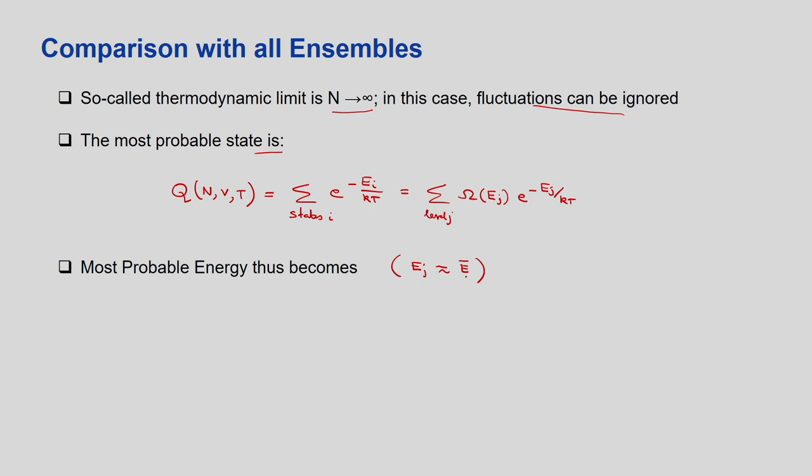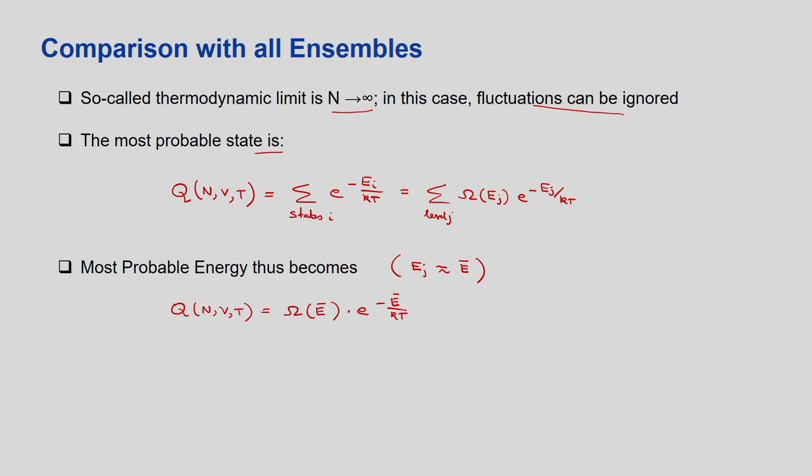So, what does the expression become? Then the expression will become Q of N, V, T. Just remove the summation, because we don't need to enumerate all the states. We only need that state which is the most probable. And which is that most probable state? It is given by E bar. And what is E bar? E bar is the corresponding average energy as provided in the microcanonical ensemble. So, at that particular energy state, I can just remove the summation because it is the most probable state, just multiply the degeneracy at that E bar into e to the power of minus E bar by kT.